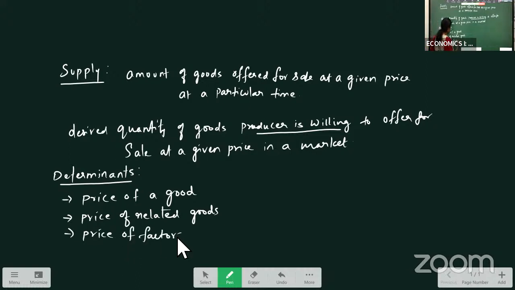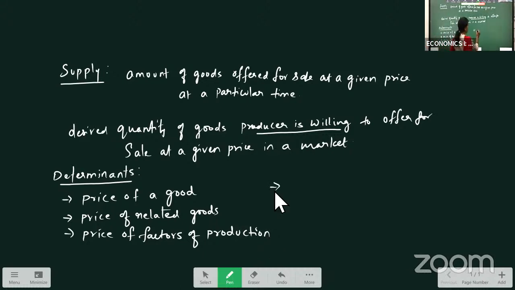And price of factors of production. Generally, when production activity is carried on, we use certain factors for our production like land, labor, capital, organizer. If the prices of these factors are high, for example, rent for land is high or labor wages are high, we cannot do more production. That means when the price of factors is high, production will be less. So it automatically affects the supply of the commodity. So, price of factors of production.